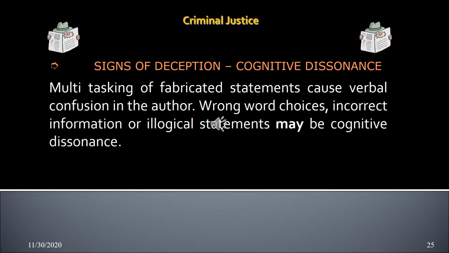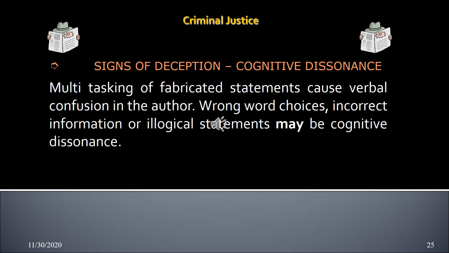So cognitive dissonance, we talked about this actually last year when we talked about detecting deception. So we can get this in oral statements. We can also get it in a written statement where the person is multitasking, right? And they're fabricating a statement and they start to get confusion and the statement becomes a little balled up and a little bit confusing. You get the wrong word choices in there.